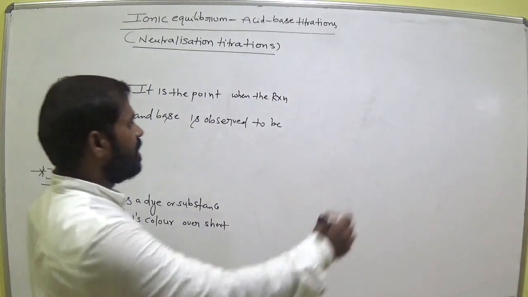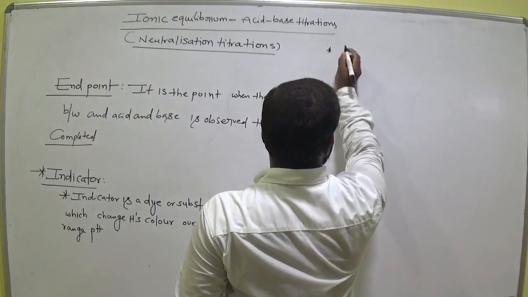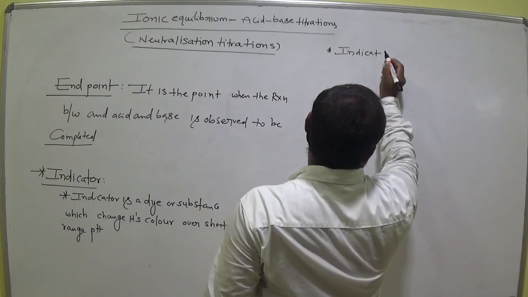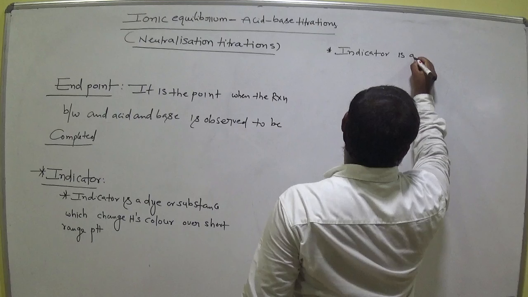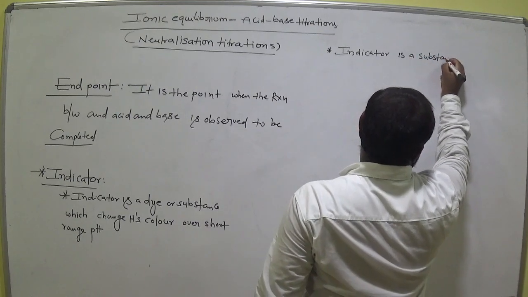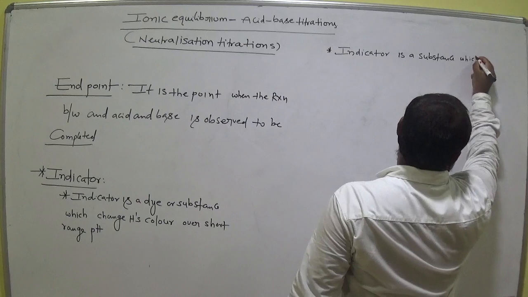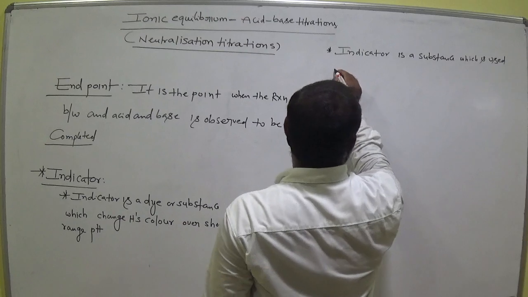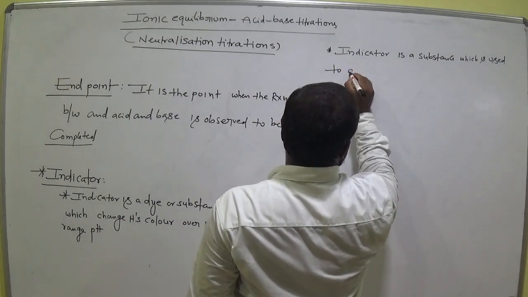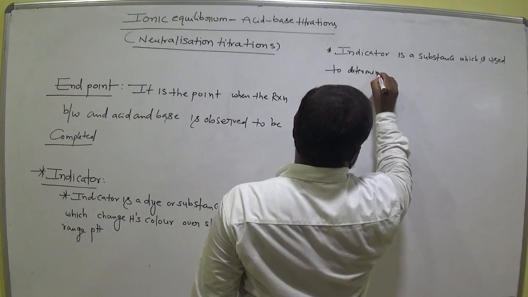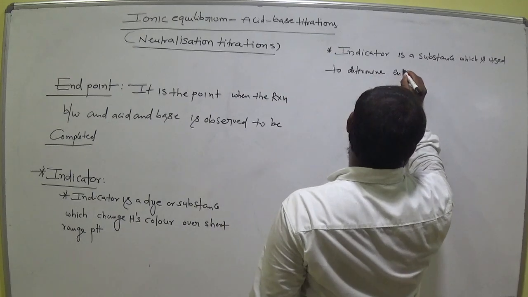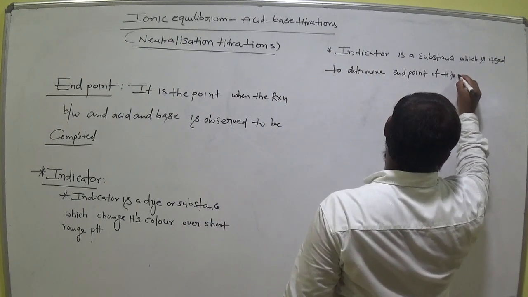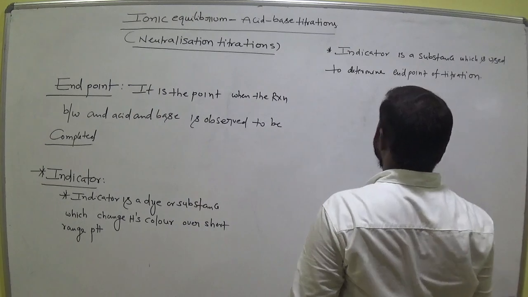Okay, or another definition: an indicator is a substance which is used to determine the end point of titration. Okay.